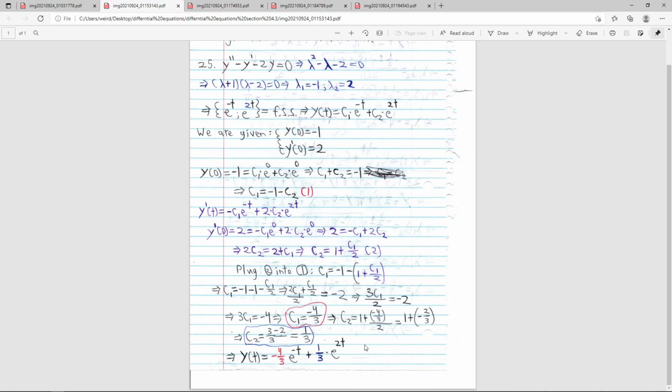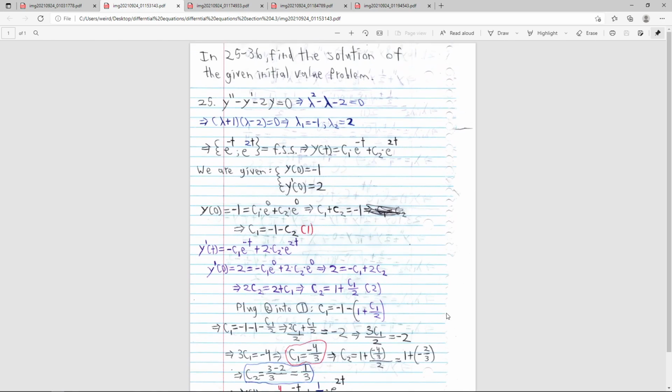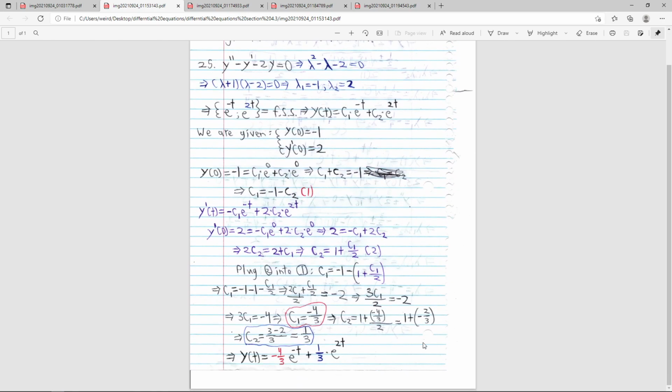And then that means c2 is equal to 1 plus c1 over 2, so c2 is equal to 1 plus negative 4 thirds divided by 2, which is equal to 1 third when you do the math. So y at t equals negative 4 thirds times e to the negative t power plus 1 third times e to the 2t power. That's how you solve that type of problem. We have a few more initial value problems, and that's it for this section.